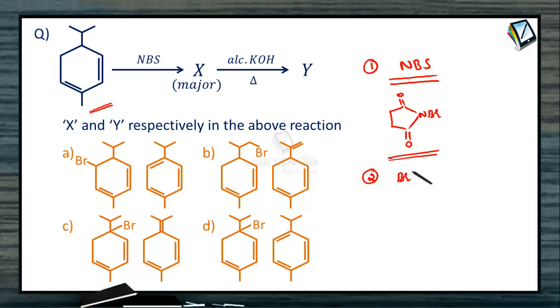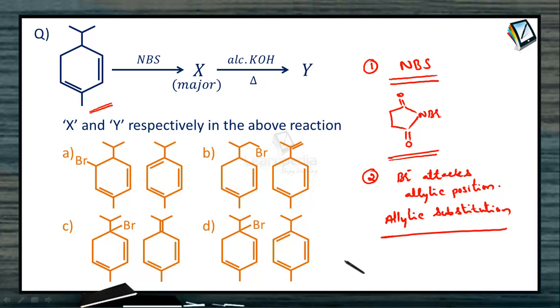The bromine atom, that is, in bromide form, attacks the allylic position, so the hydrogen at the allylic position is replaced by Br, and hence we call it allylic substitution. So the bromine atom will be substituted at the allylic position. But how many allylic positions do we have? With respect to this double bond, the hydrogen attached at this position is one allylic hydrogen, and here we don't have any allylic hydrogen.